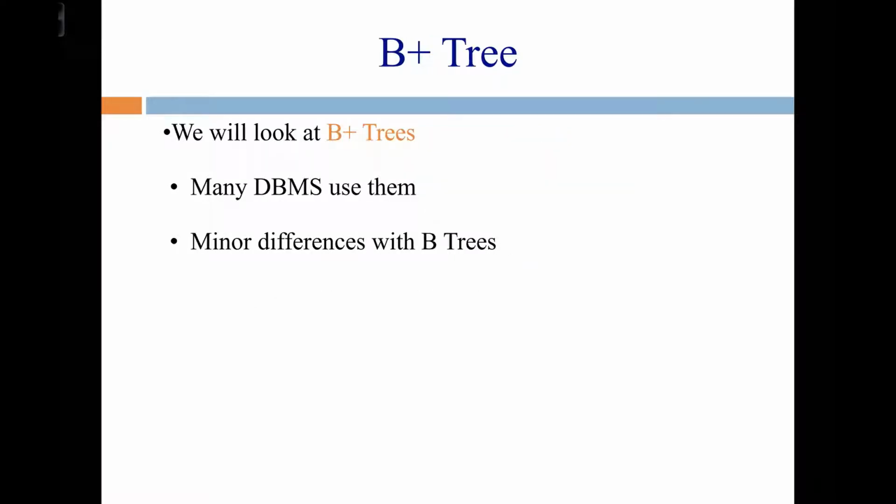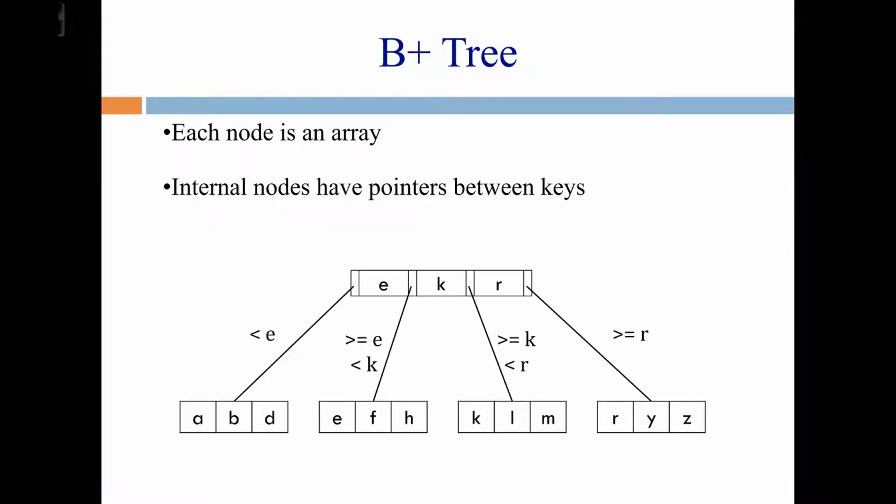We'll be looking at B plus trees, which are a variant of B trees with a minor difference. And many DBMSs use them, so that's what we'll be mostly focusing on, but we'll get to what that tiny difference is in a minute. So how do B plus trees work? Well, each node is now an array because we have multiple items per node instead of just one.